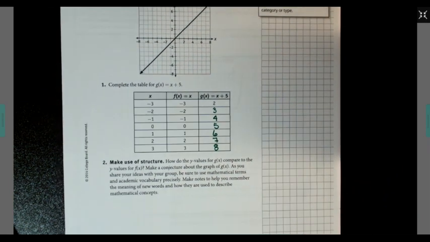Part 2. Make use of structure. How do the y values for g of x compare to the y values of f of x? Make a conjecture about the graph of g of x. As you share your ideas with your group, be sure to use mathematical terms and academic vocabulary precisely. Make notes to help you remember the meaning of new words and how they can be used to describe mathematical concepts.